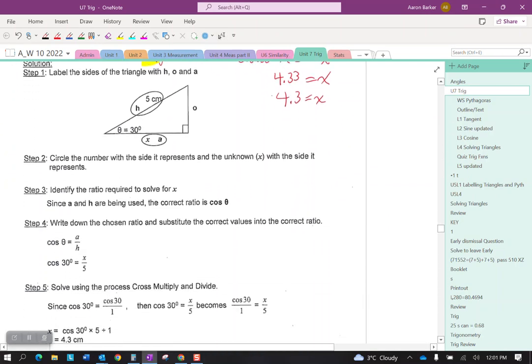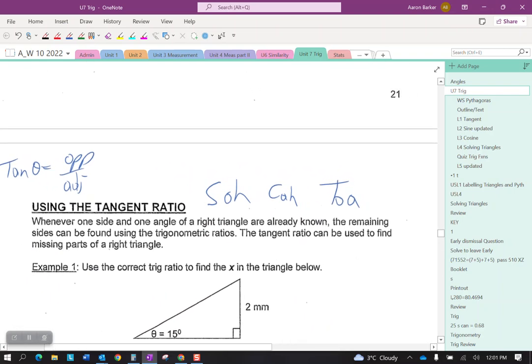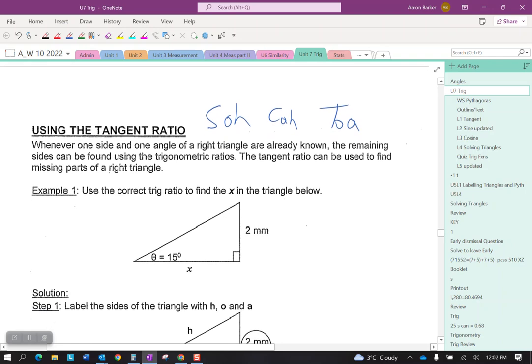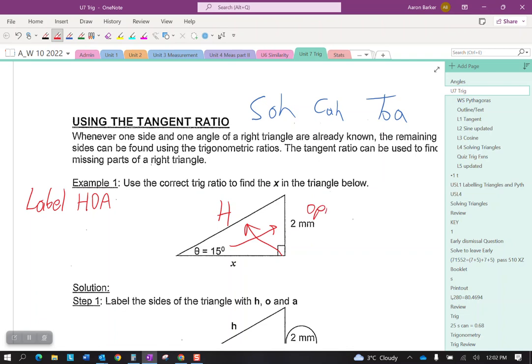One more then. Next page. On top of the page, let's write down SOHCAHTOA, so we have it there to look at. Label your H, O, A. Always do that first. The cross of 90, that's your H. Opposite the angle is the opposite side. And the side that's left is adjacent.